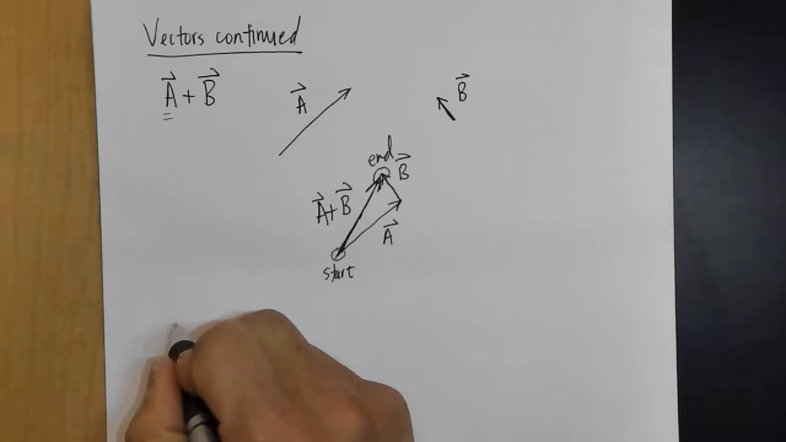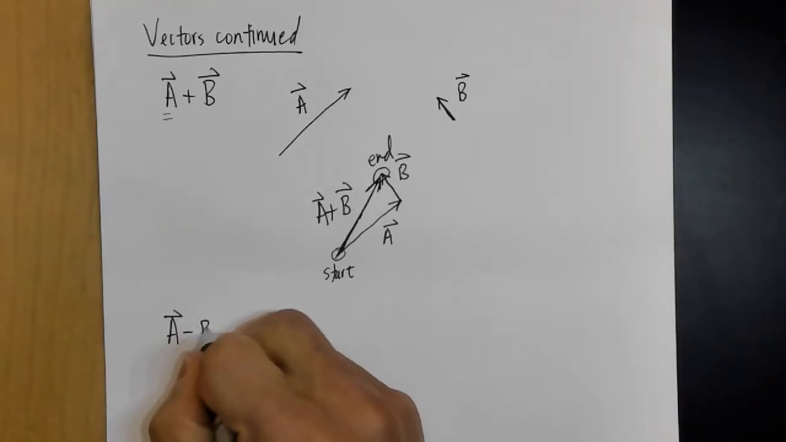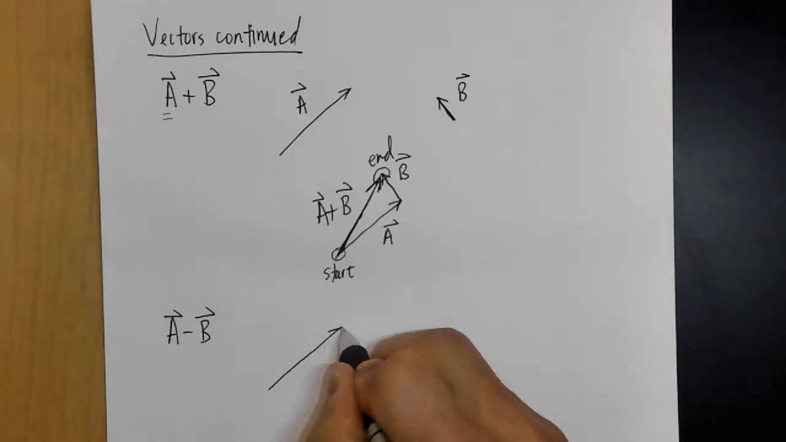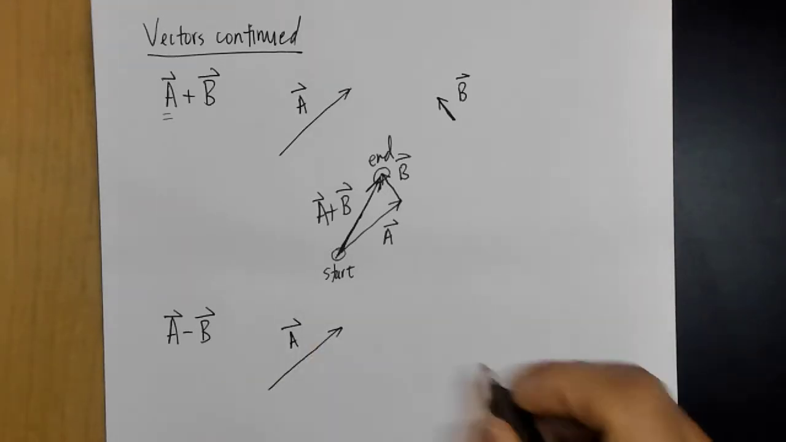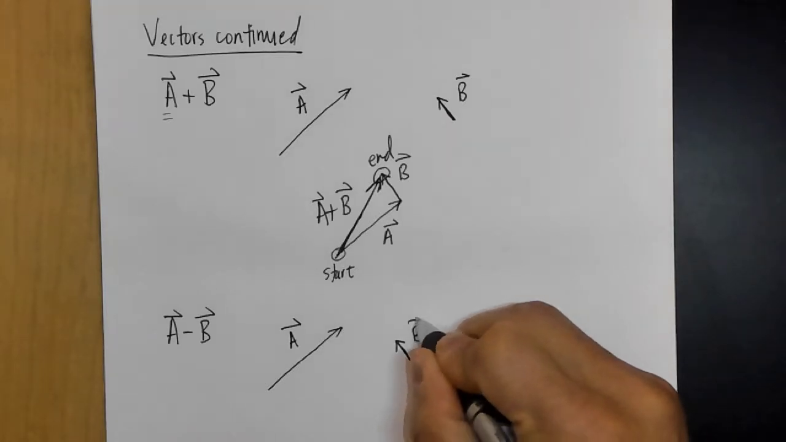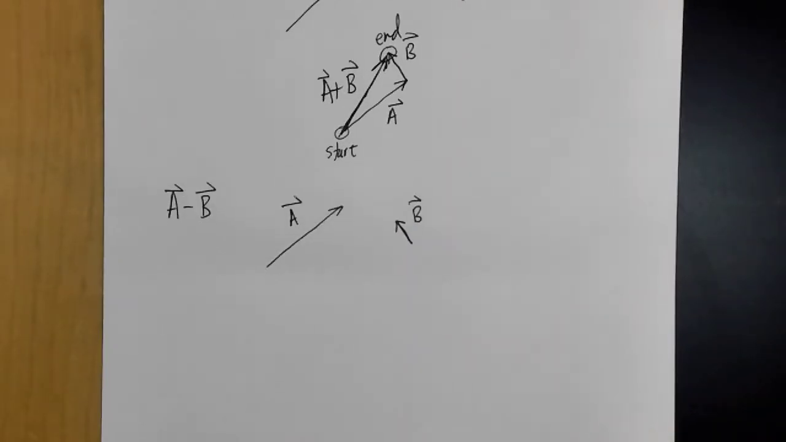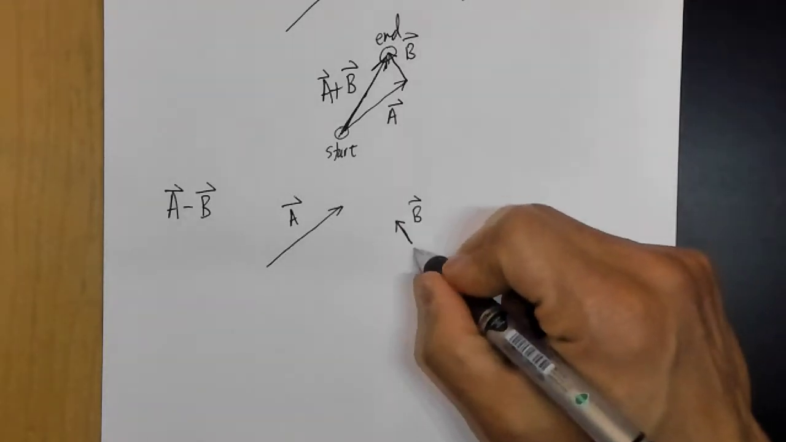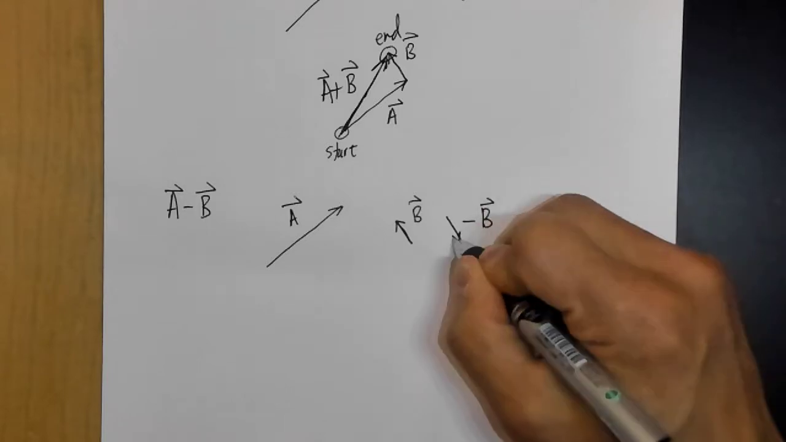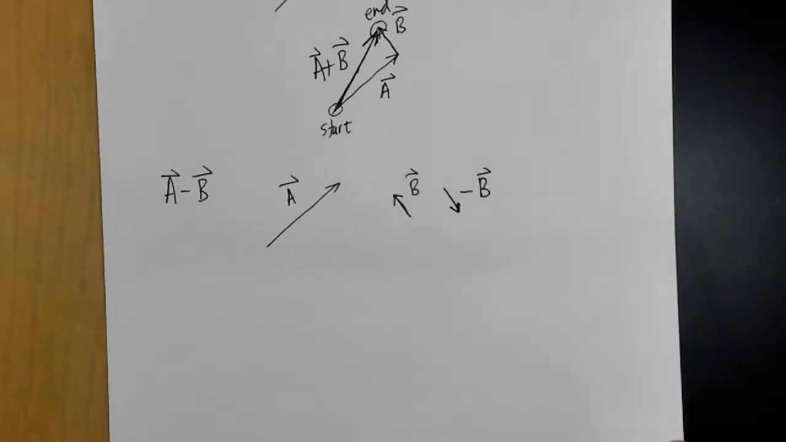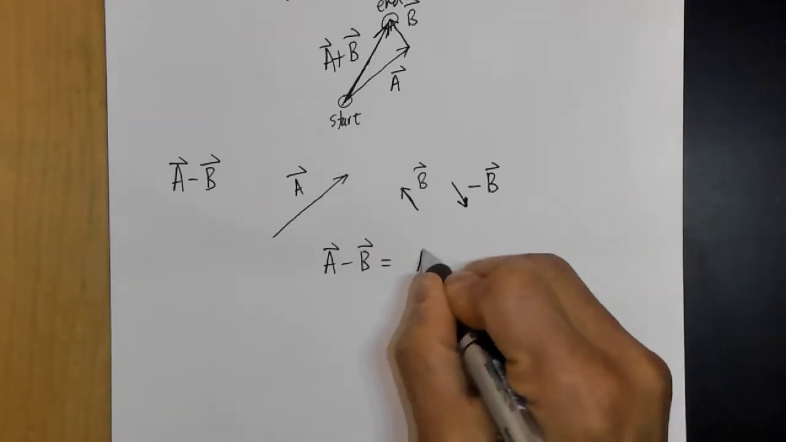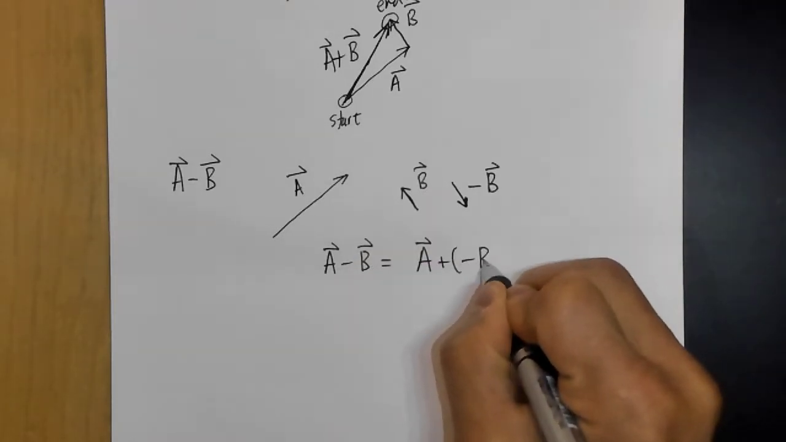Now, if I want to do A minus B, then I have A here. And I have B. Okay, the first thing we'll do is we'll take the negative of B. So it just goes in the opposite direction, just like this. That's minus B, negative B. And then if I want to have A minus B, it's A plus negative B.